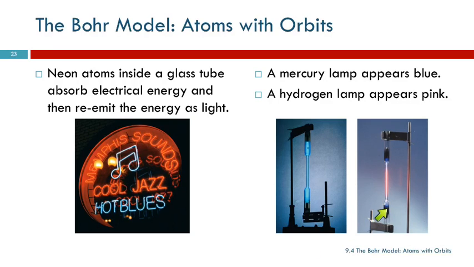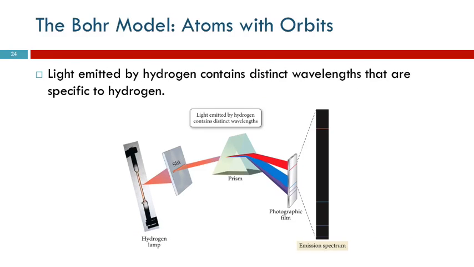And here's a hydrogen lamp. Hydrogen gives off a pink color. Well, why do different elements give off different colors of light? So scientists looked into that.